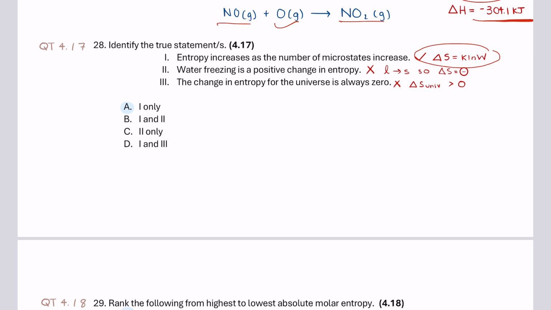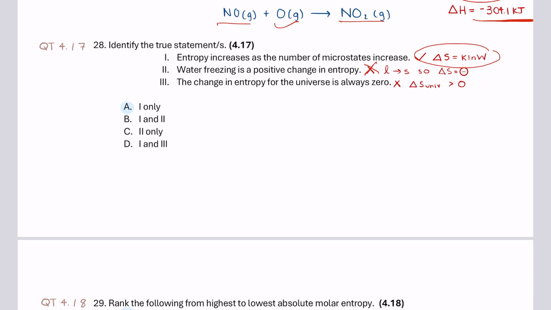Statement 2 says water freezing is a positive change in entropy. This statement is false. When water freezes, it goes from the liquid phase to the solid phase. Liquids have more molecular disorder than solids, so when water becomes ice, the particles become more ordered, not less. This means that the number of microstates actually decreases, and therefore entropy decreases. So freezing results in a negative entropy change, not a positive one. This statement is false. Statement 3 says the change in entropy for the universe is always 0.